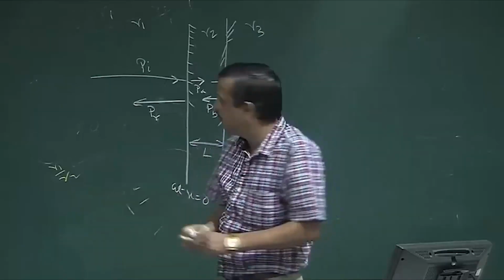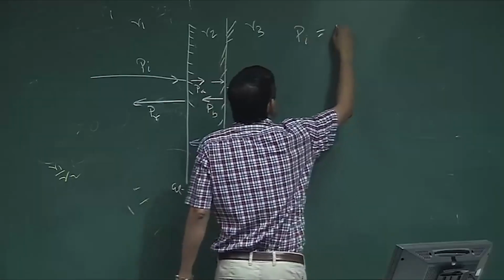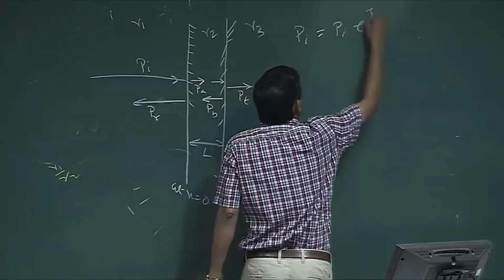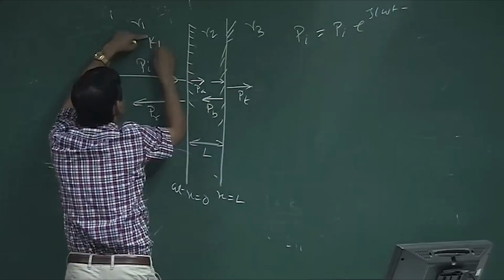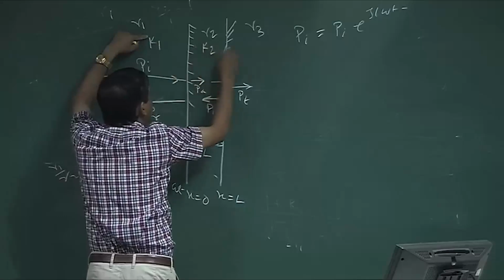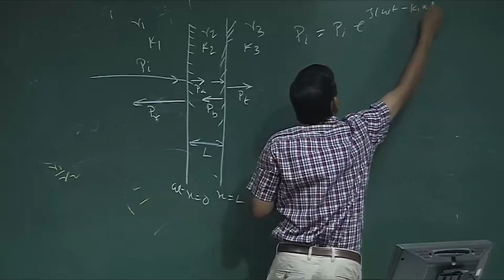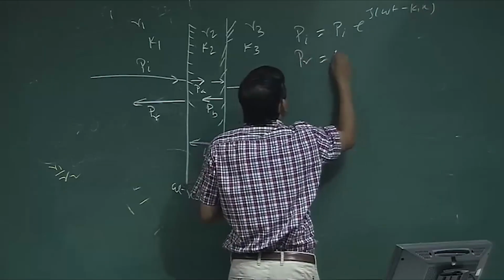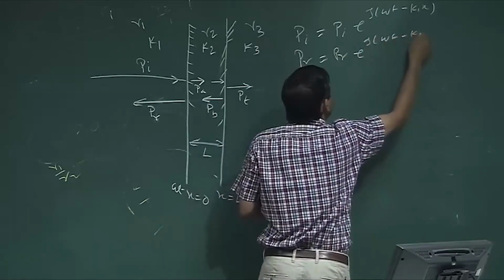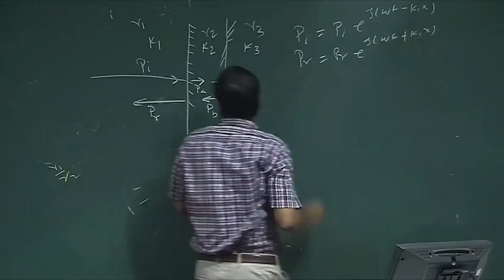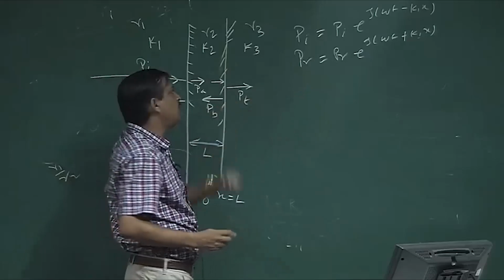Pi is nothing but amplitude Pi e to the power j(omega t minus k1 x), where k1 is the wave number in this medium, k2 is the wave number in this medium, and k3 is the wave number in the third medium. What is Pr? Pr is nothing but Pr e to the power j(omega t plus k1 x), because it is in the reverse direction. That is why this is plus k1 x.